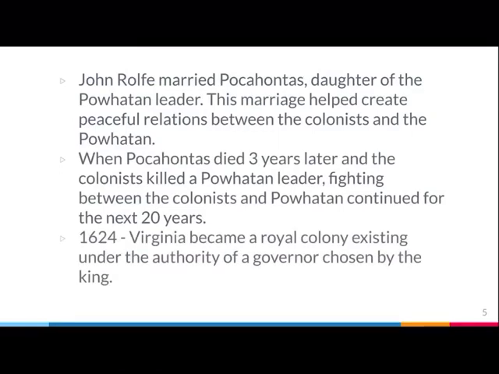In 1624, since Jamestown really still was not profiting, it was not still doing well, it became a royal colony existing under the authority of a governor chosen by the king. But remember, before it was given to that Virginia Company, pretty much 20 years later, Virginia was under the authority of a governor chosen by the king, and so basically it was ruled by the king then.